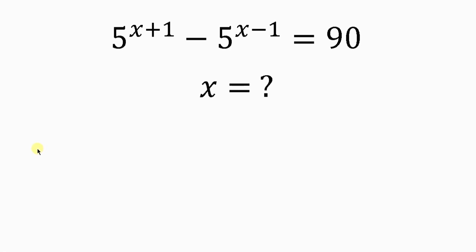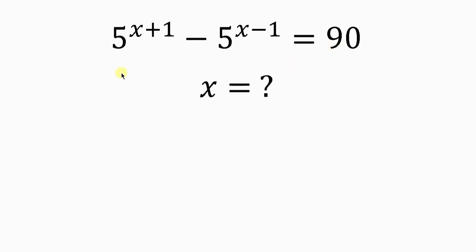Well, we have a math question which says: find the value of x for which 5 to the x plus 1 minus 5 to the x minus 1 is equal to 90.